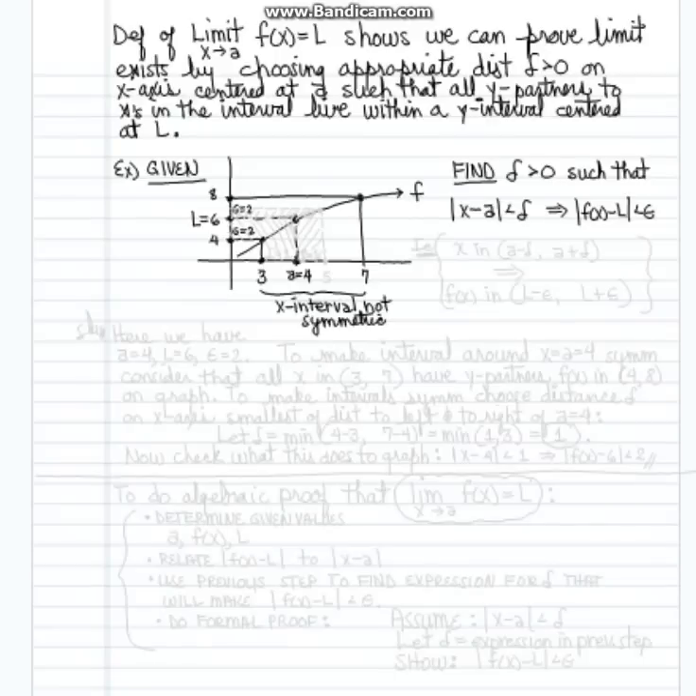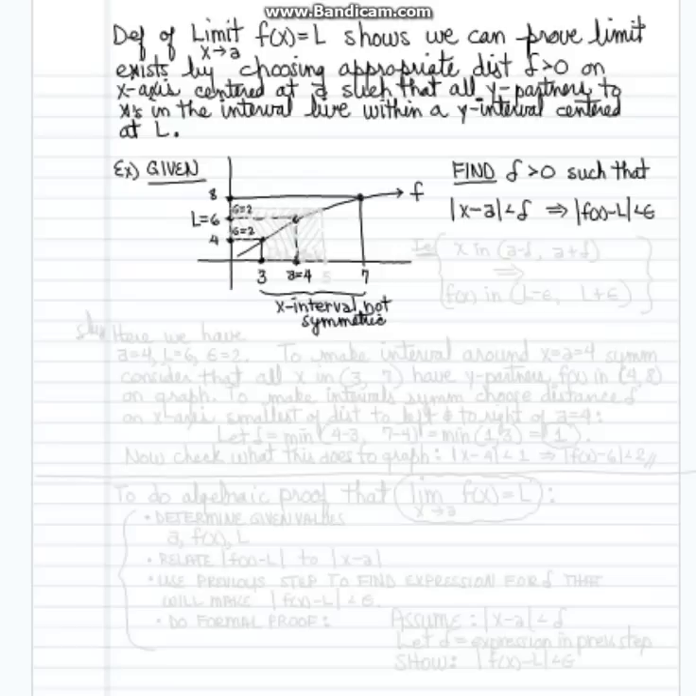The definition of the limit as x approaches a of f of x equals L shows that we can prove that a limit exists by choosing an appropriate distance delta. That's a positive number because distances are positive, and this distance delta is going to be centered on the x-axis at x equals a. And if we can show that by choosing this appropriate value, all y partners to the x's in this x interval live within a y interval centered at L, then we prove that this limit is equal to L.